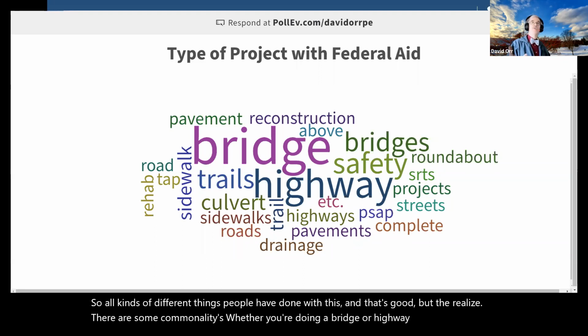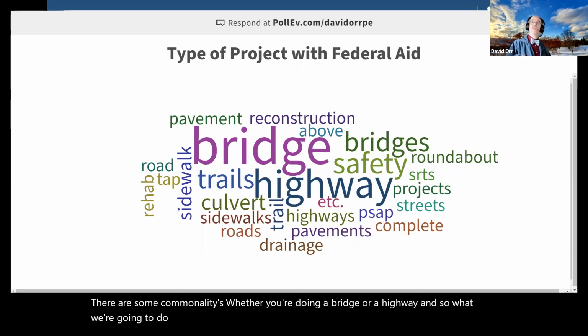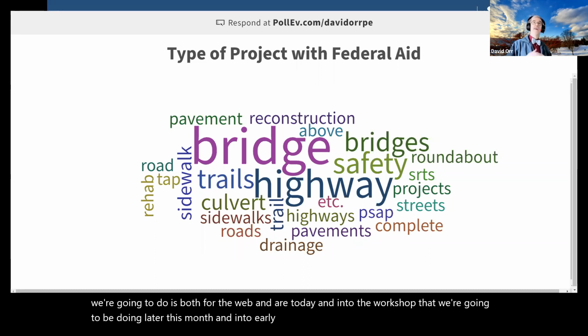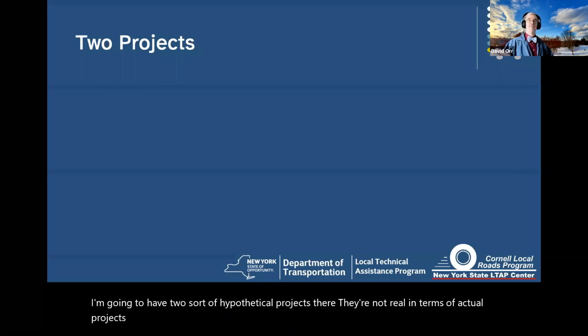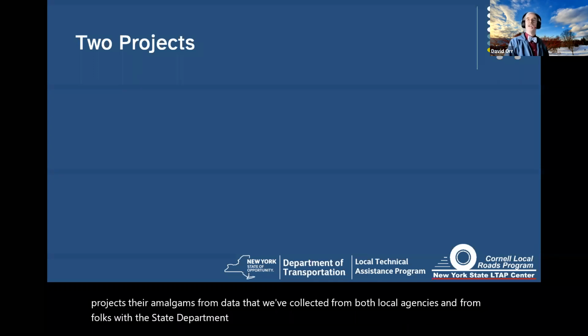And so what we're going to do, both for the webinar today and into the workshop that we're going to be doing later this month and into early April, is I'm going to have 2 sort of hypothetical projects. They're not real in terms of actual projects. They're amalgams from data that we've collected from both local agencies and from folks with the State Department of Transportation that we're going to use as sort of a guide as we're going through some of these issues.